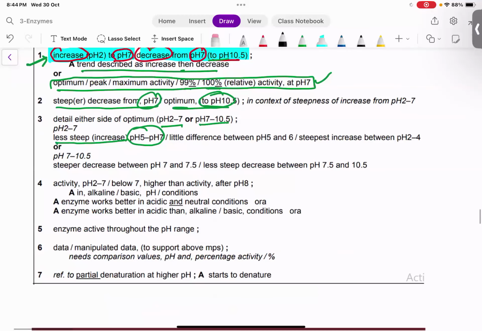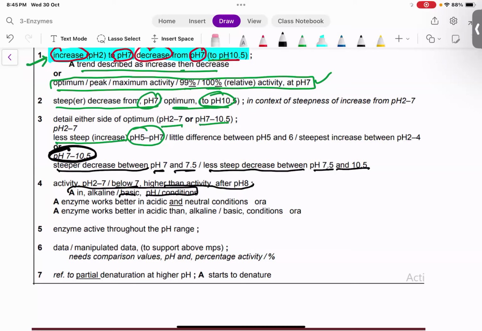And then we have pH 7 to 10.5. There is a steeper decrease between pH 7 and 7.5, and a less steep decrease between pH 7.5 and 10.5. Or activity at pH 2 to pH 7, below 7, is higher than activity after 8. You can make a comparison on both sides as well, for example in alkaline, basic, or acidic conditions. So instead of writing the pH values, you can write acidic or basic, or neutral conditions, etc. So, enzymes work better in acidic and neutral conditions, and the enzyme works better in acidic than alkaline conditions.